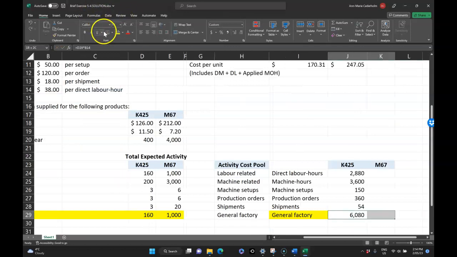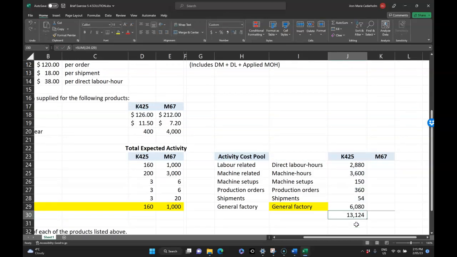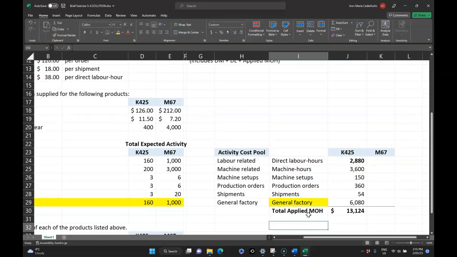So now if I add these together, I get 13124. So that's total applied manufacturing overhead.